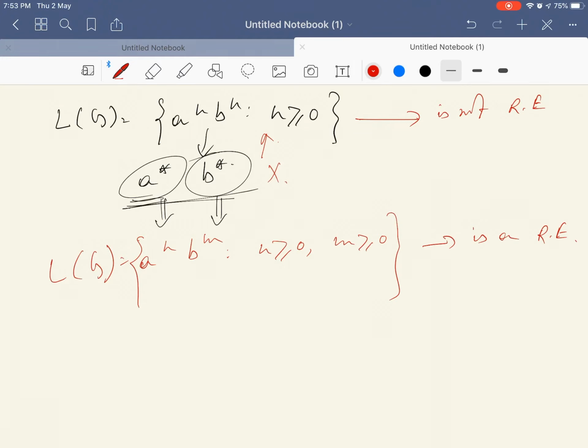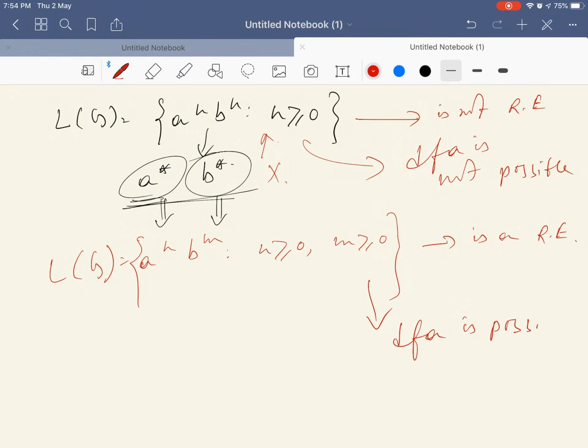So if I cannot form a regular expression, that means I cannot construct a DFA also. So for this one, DFA is not possible. DFA or NFA is not possible. That means finite automata is not possible at all. But for this problem, I can construct a DFA. DFA is possible. You can take it as an exercise and try whether I can draw a DFA out of this a^n b^m or not. If I can form it, obviously it will be a regular expression.